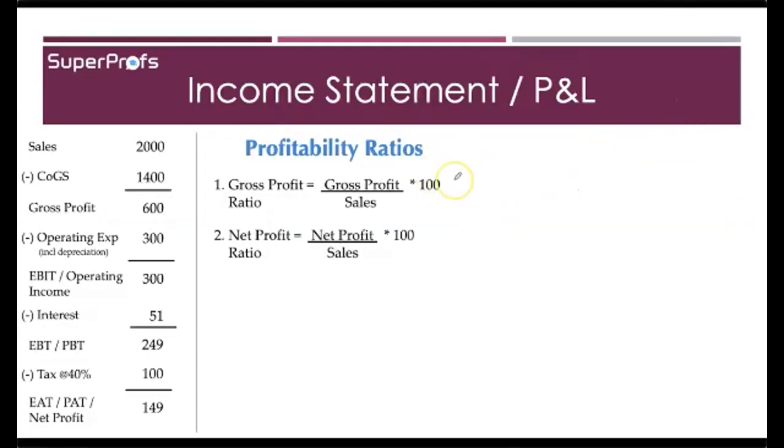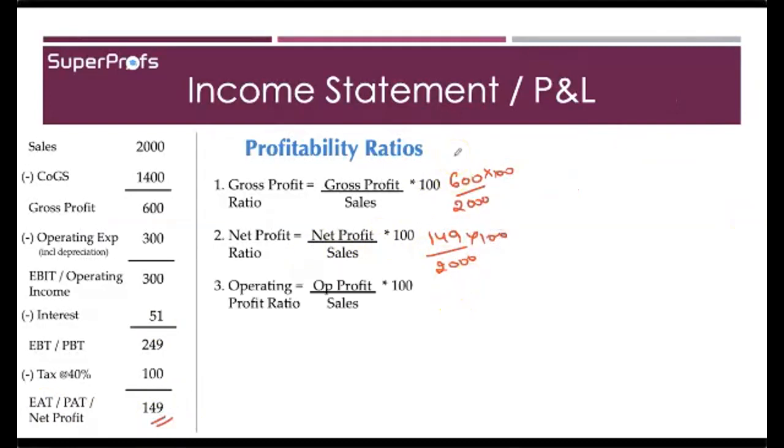Okay, let me just write down 600 upon 2000 into 100. Net profit would be, your net profit came down to 149. So 149 upon 2000 into 100. Finally, what will be your operating profit ratio? As I told you, your earnings before interest and taxes is your operating income or your operating profit, right? So operating profit ratio would be this operating profit, that is 300 divided by 2000 into 100.